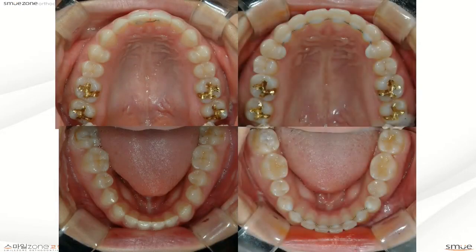Okay, this comparison before and after. Before and after.